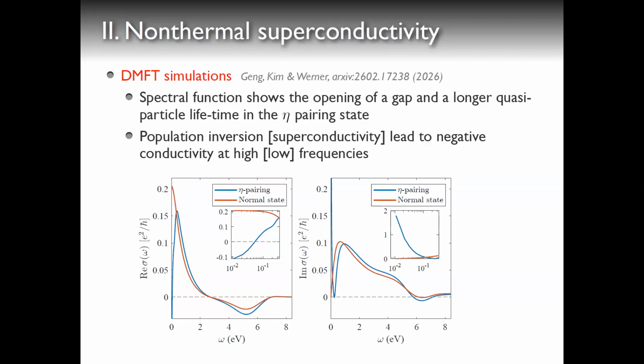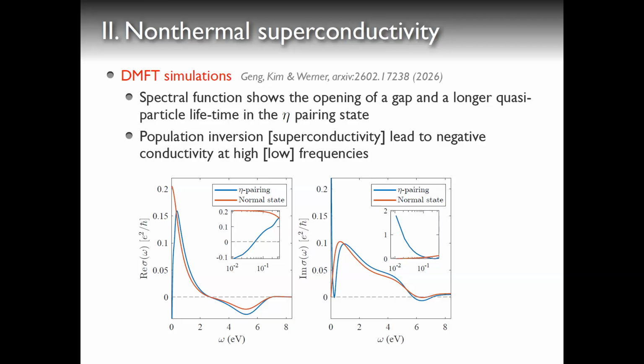Then in optics, we can measure the optical conductivity. And here you also see characteristic changes between the normal state, which has a Drude-like feature in the real part, and the eta pairing state, which has a gap in the real part and a 1/omega divergence in the imaginary part. You can see that since these are non-equilibrium states, we also have negative real part of the conductivity at high energy.